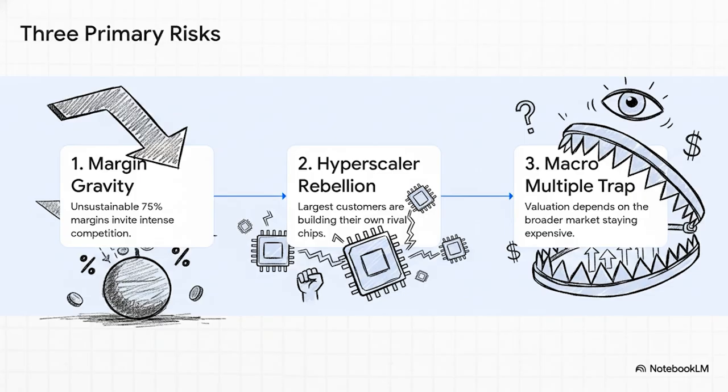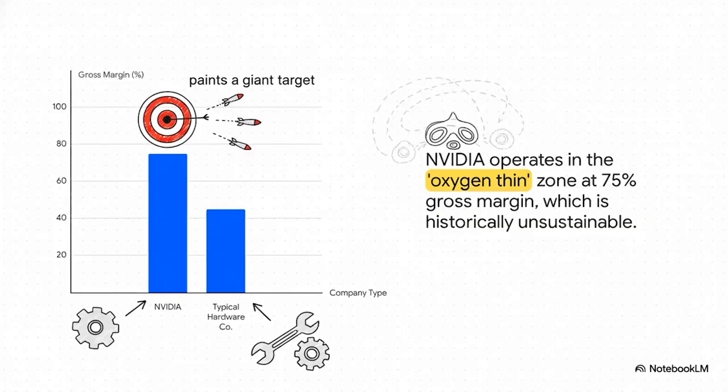First, the inevitable pull of gravity on its crazy high profit margins. Second, a potential rebellion from its biggest customers. And third, a kind of valuation trap set by the market itself. Let's start with those margins, 75%. That's like climbing Mount Everest without an oxygen tank. It is a spectacular, breathtaking achievement, but it's not a place you can live for very long. When you're operating at that altitude, you are painting a giant, glowing target on your back for any competitor who thinks they can do it cheaper.